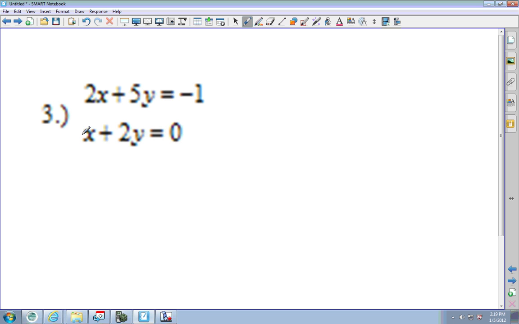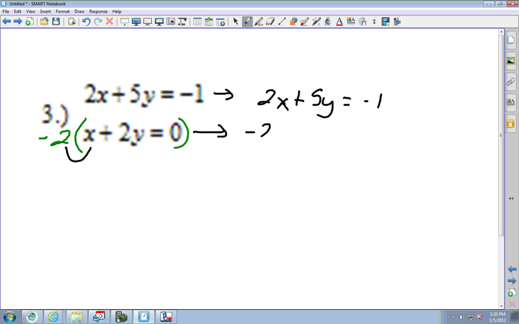So right here, what does this x need to be to make it cancel out? Well, this is 2x. I need a 2 here, but they both can't be positive. It needs to be a negative 2. So I'm going to multiply the entire bottom equation by negative 2. I'm going to rewrite the top one up here: 2x plus 5y equals negative 1. Right here, negative 2 times x is negative 2x, negative 2 times 2y is minus 4y, equals negative 2 times 0, which is 0.